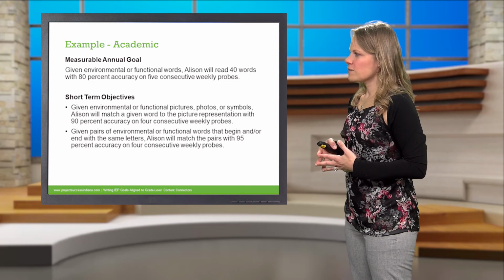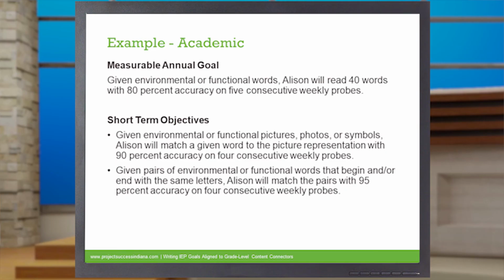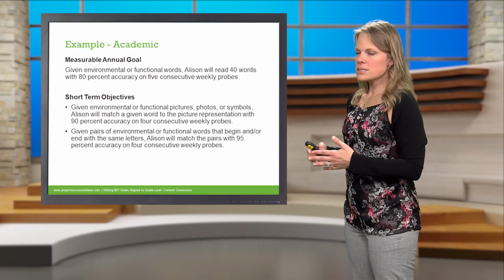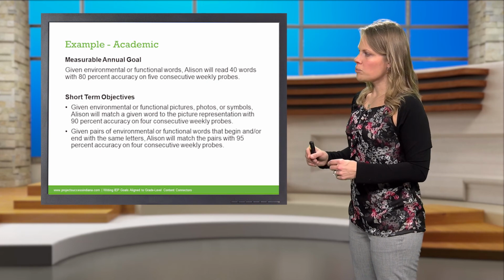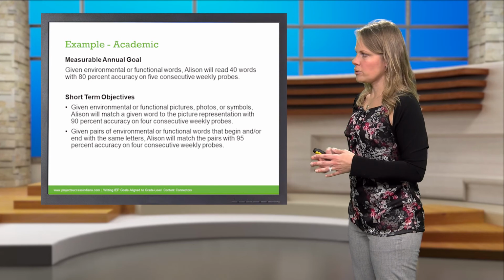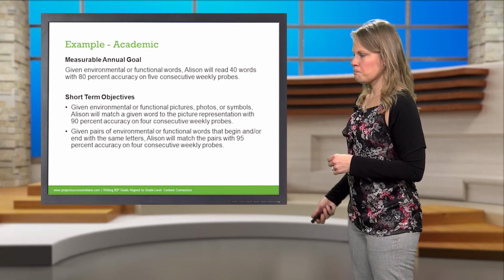And then the other objective, given pairs of environmental or functional words that begin and end with the same letters, Allison will match the pairs with 95% accuracy. So again, it's not a skill that is the entire goal, but it's a piece. It's something that when you work on that, that will provide support toward reaching that ultimate measurable annual goal.